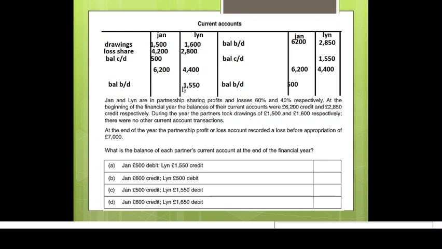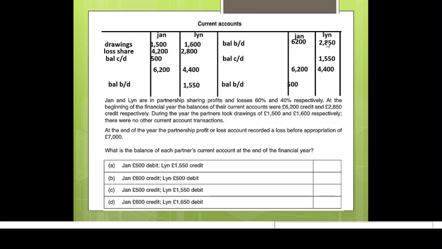If you understand this, it's probably a good time to reinforce your understanding of how credit balances and debit balances work. If you think about it, Jan started with 6,200. He or she took money out, and then they had a loss. So compared to what she started off with, even though she took some cash out and had to cover the loss herself or himself, they still ended up with £500 left. So they are in positive.